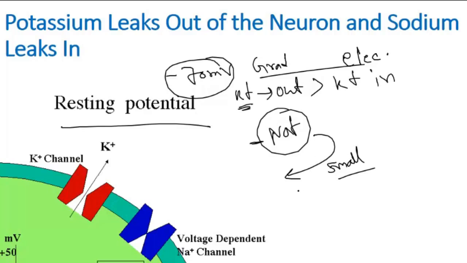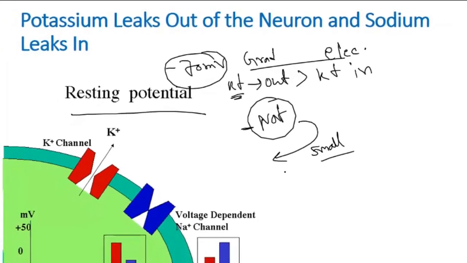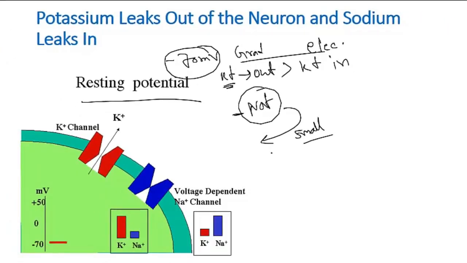The reason behind it is the permeability of potassium and sodium. Okay, because sodium is going inside due to the large electrochemical gradient, and potassium is moving outside due to the higher permeability. Okay.